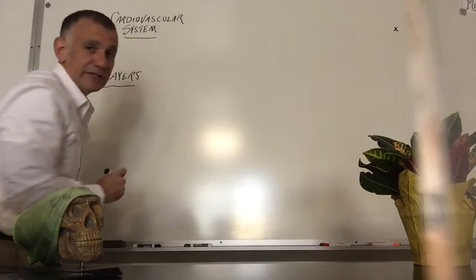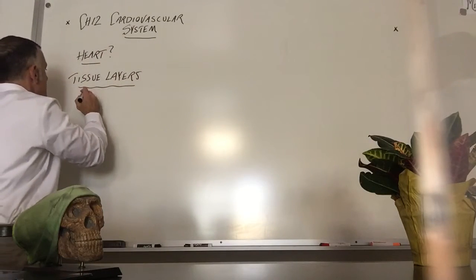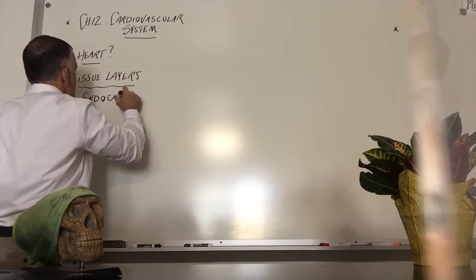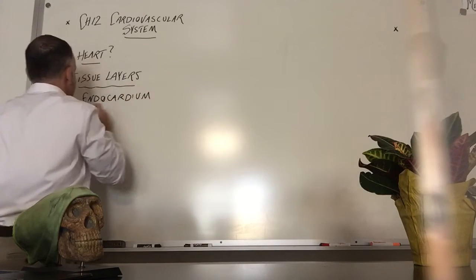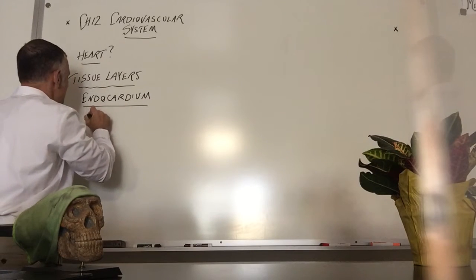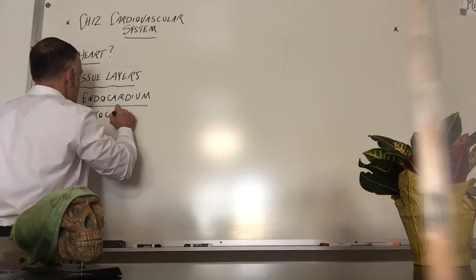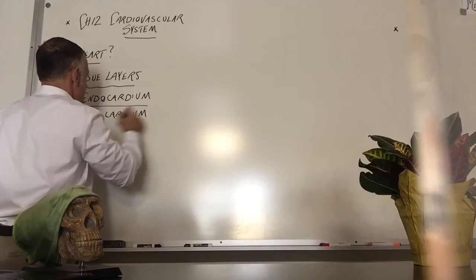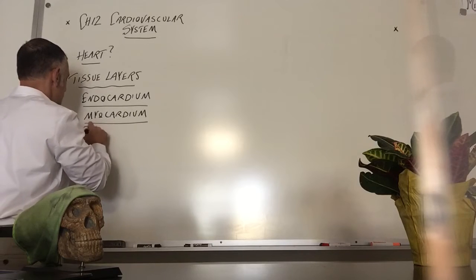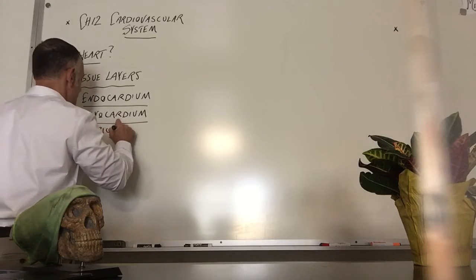So your 3 basic tissue layers in the heart, starting on the inside, are the endocardium, the second layer is the myocardium, and the final or outermost layer is the pericardium.